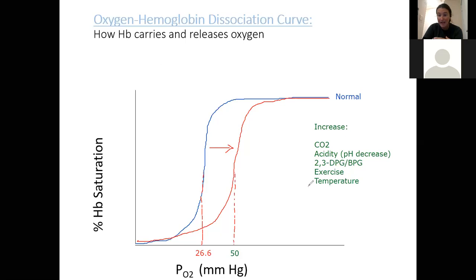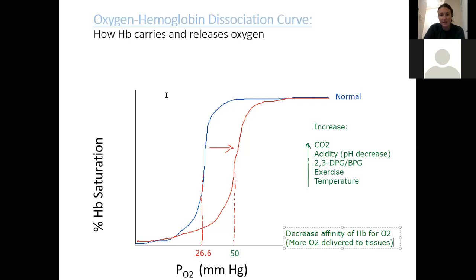So again, when any of these increase, this is going to shift the curve to the right. And so effectively, that is going to decrease the affinity of hemoglobin for oxygen. Translation: more oxygen is delivered to the tissues. Because we need more oxygen, because we're sick, we're fighting something, we have a fever, because we are exercising and we need lots of oxygen to supply our muscles.